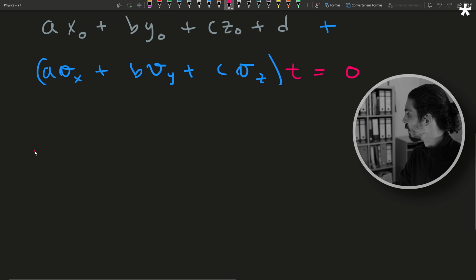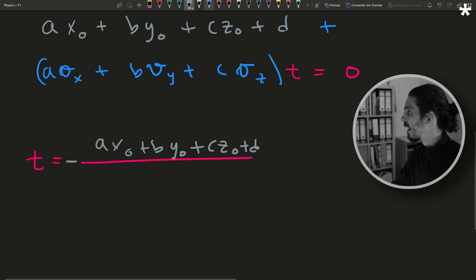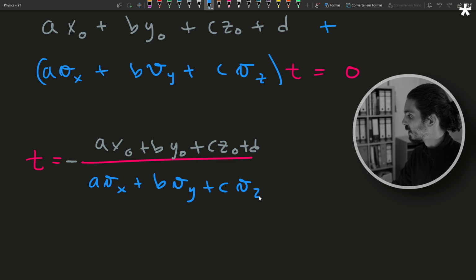This expression now can be solved for t, giving us the following result. So we have t equal to something. We find here the numerator, a x0 + b y0 + c z0 + d, with a minus sign, and in the denominator we find a vx + b vy + c vz.